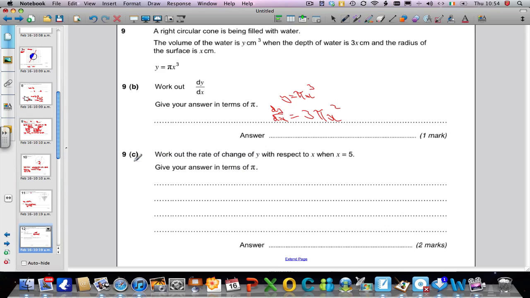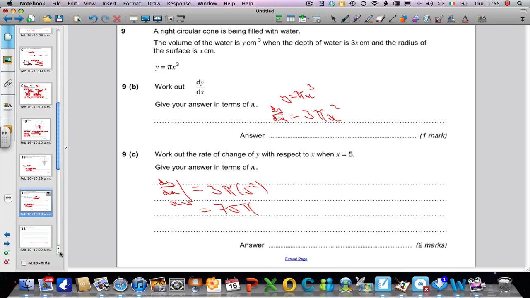Done. 9c, we're asked to work out the rate of change of y with respect to x when x is equal to 5. So we're going to evaluate dy/dx at x equal to 5. When x is equal to 5, we get 3 times pi times 5 squared, which equals, well, 5 squared is 25, and 25 times 3 is 75 pi. Another handy 2 marks if you understand your calculus.